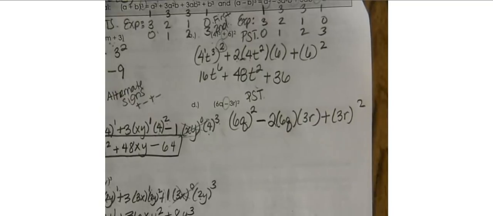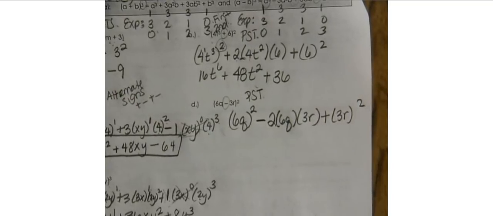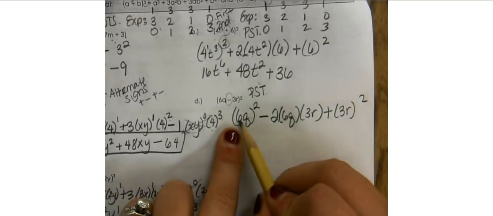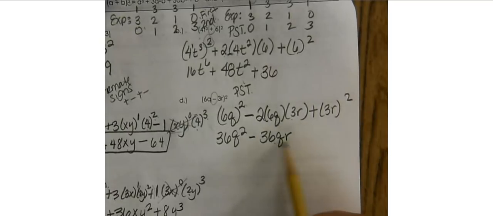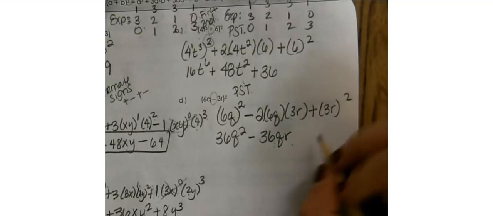Notice I've used a lot of parentheses in this lesson, and that's because the parentheses have meaning. You have to be very, very careful that you square all your numbers as well as your letters. So now I'm going to have 6 squared, which is 36, q squared. Then minus 2 times 6, which is 12. 12 times 3 is 36, so 36qr. Your letters should be in alphabetical order. And finally, 3 squared is 9, and we have 9r squared as our final answer.